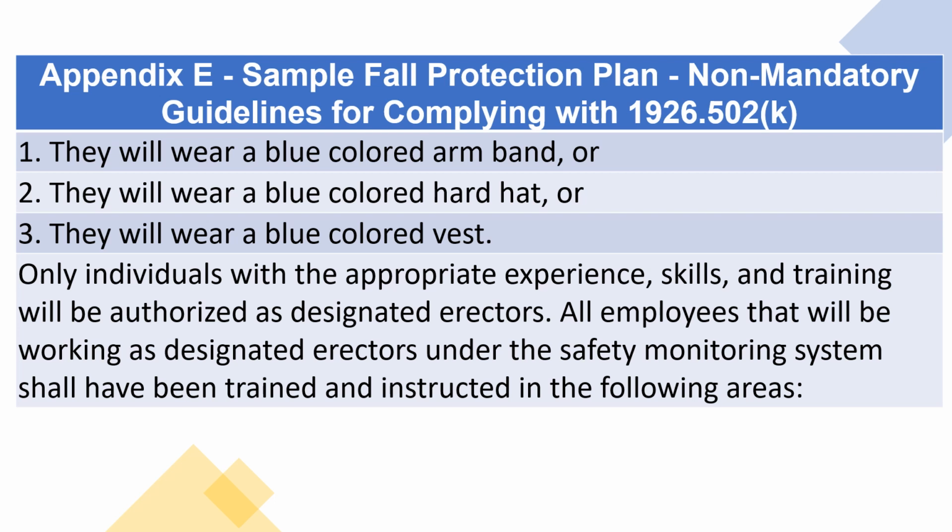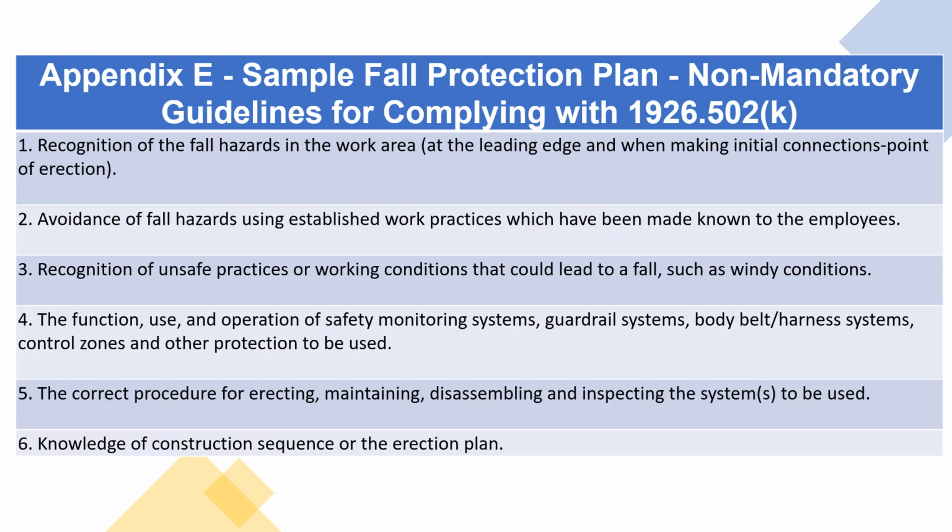Only individuals with the appropriate experience, skills, and training will be authorized as designated erectors. All employees that will be working as designated erectors under the safety monitoring system shall have been trained and instructed in the following areas. 1. Recognition of the fall hazards in the work area, at the leading edge and when making initial connections, point of erection. 2. Avoidance of fall hazards using established work practices which have been made known to the employees. 3. Recognition of unsafe practices or working conditions that could lead to a fall, such as windy conditions.